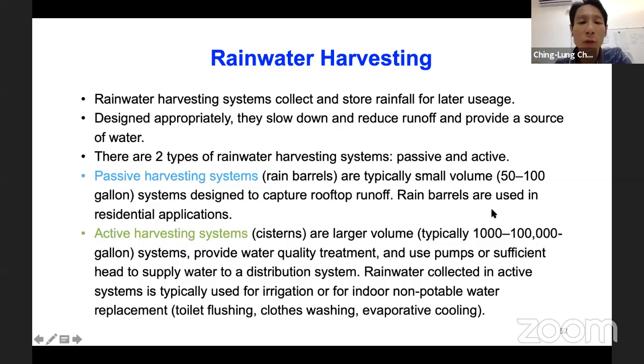And then rainwater harvesting. Rainwater harvesting means we collect the rainwater and store it for future use. There are two types of rainwater harvesting systems. One is called a passive harvesting system, which is typically a small volume system. The other one is an active harvesting system, which is a larger volume. The difference is in the storage size.